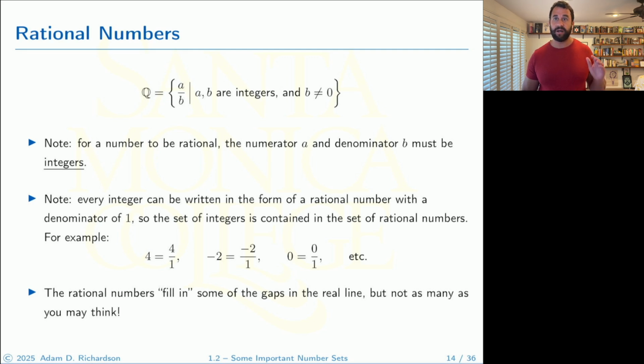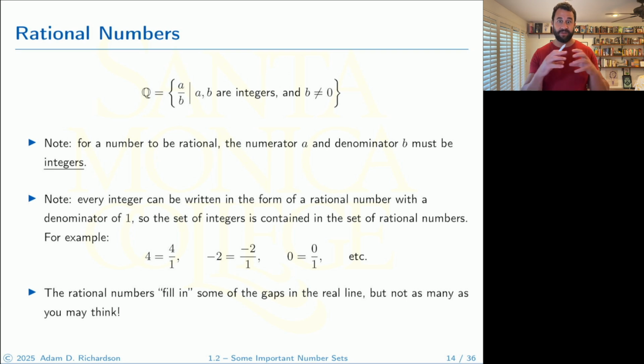They have to be like positive or negative counting numbers, and b cannot be zero. Also note that every integer can be written in this form. You just make the denominator 1, right? So for example, 4 is 4 divided by 1, negative 2 is negative 2 divided by 1, 0 is 0 divided by 1. So what that means is that the set of rational numbers contains the set of integers as well. Okay?